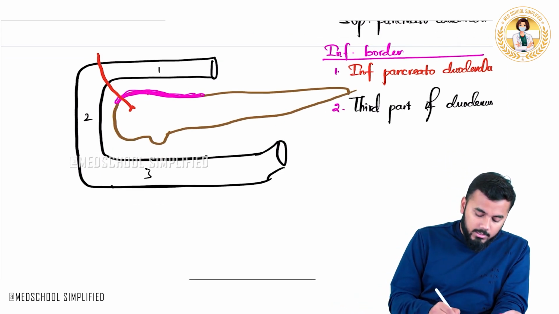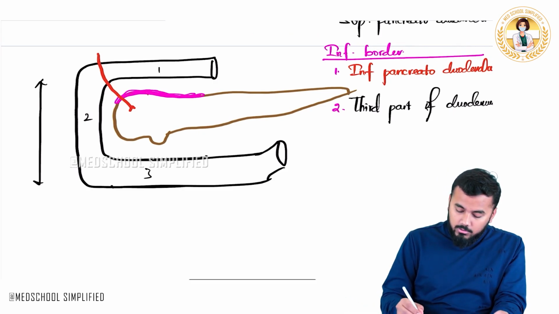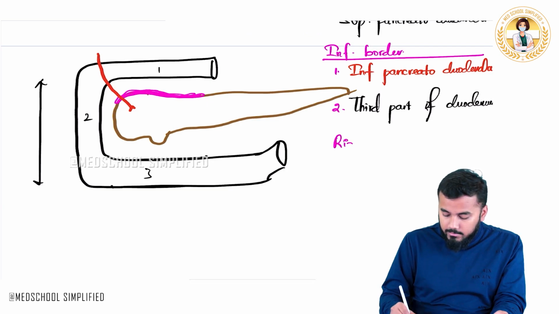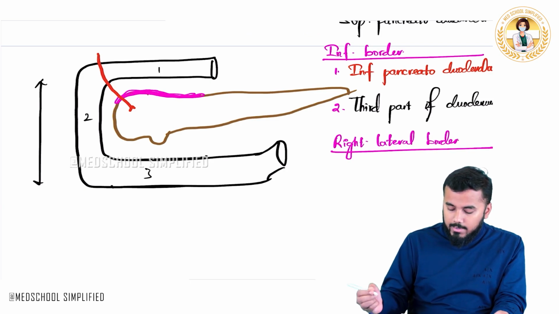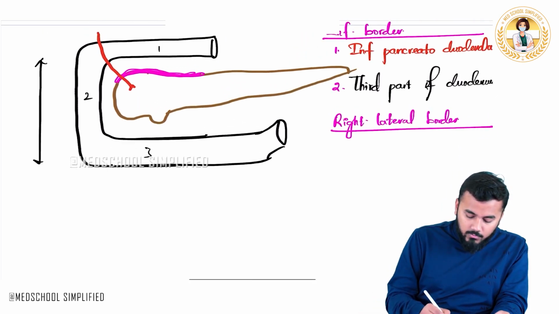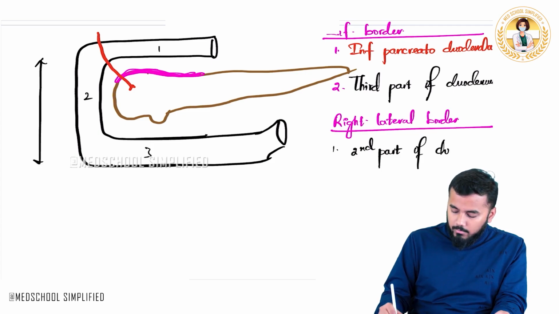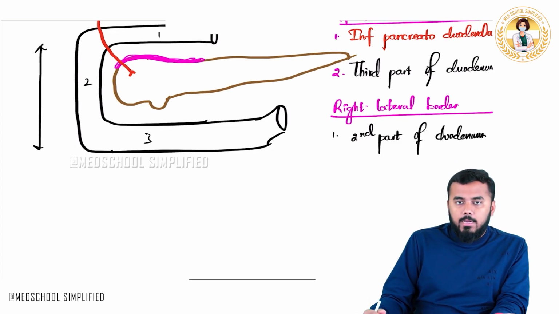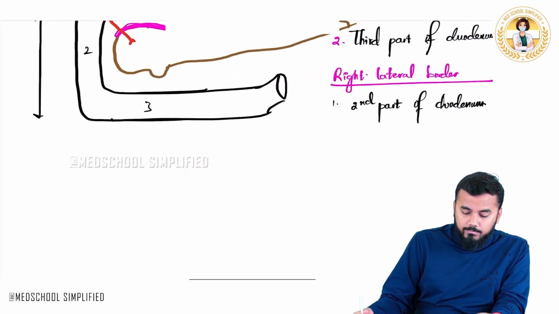Next, this entire part is called the right lateral side of the duodenum, right? So this part is called the right lateral side, or simply the right lateral border of the duodenum. Now this right lateral border of the duodenum has the second part of the duodenum, right? So we have got superior, inferior and the right lateral border.